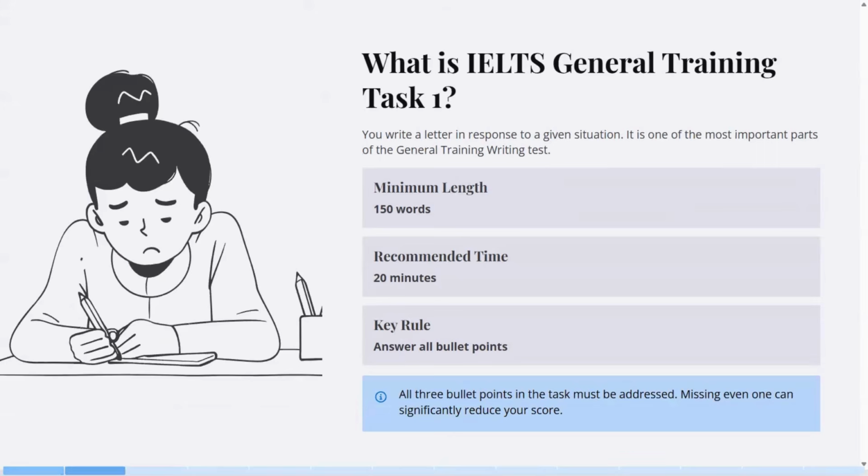Shall we? Let's talk a bit about it. In IELTS General Training Task 1, the candidate needs to write a letter. This letter must have at least 150 words, and the recommended time is approximately 20 minutes. In addition, the prompt always presents 3 bullet points, that is, 3 points that need to be answered in the letter. If the student forgets one of these points, the grade may drop, especially in task achievement, because the answer remains incomplete.